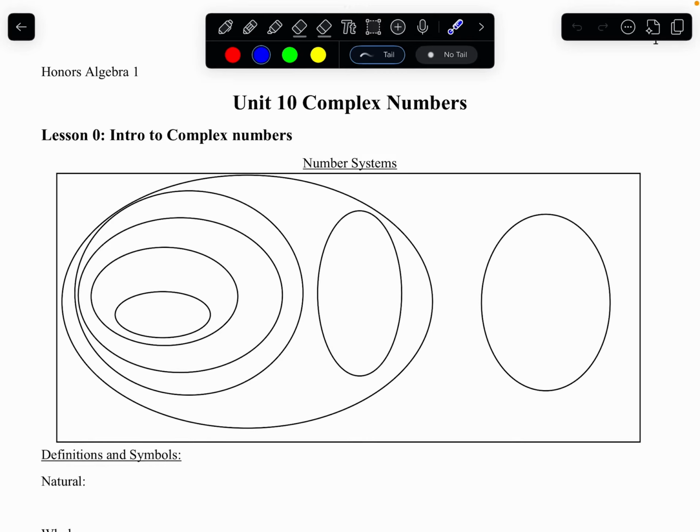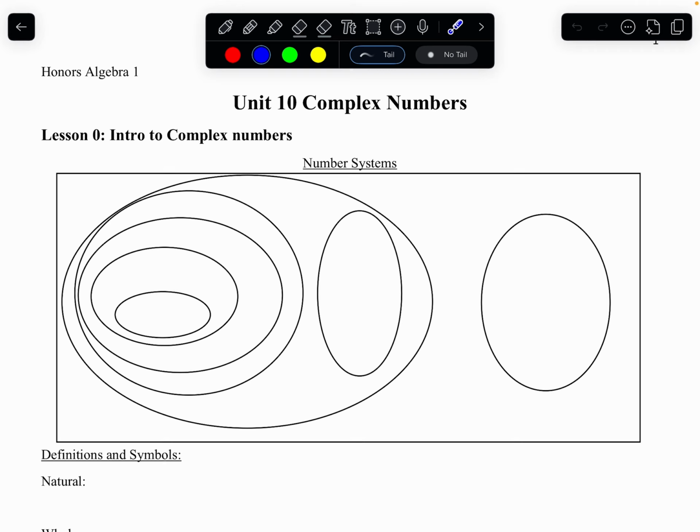Hello and welcome to lesson 0 of our complex numbers unit. This is our honors unit. So in today's lesson, we're just going to go into what complex numbers are. And to understand that, we're going to go over our number system.